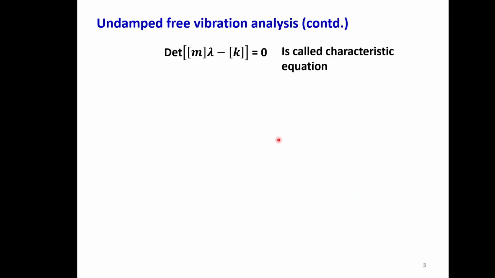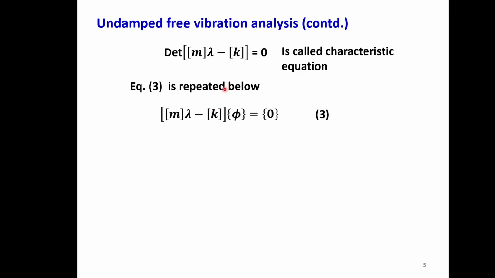So for equation 3 to be valid, the determinant of the left hand side matrix (M lambda minus K) should be 0. And this is actually a single equation, because the right hand side is a single scalar value. This equation is called the characteristic equation. Solving this equation, you will be able to get the mode shape vectors and the eigenvalues or frequencies.